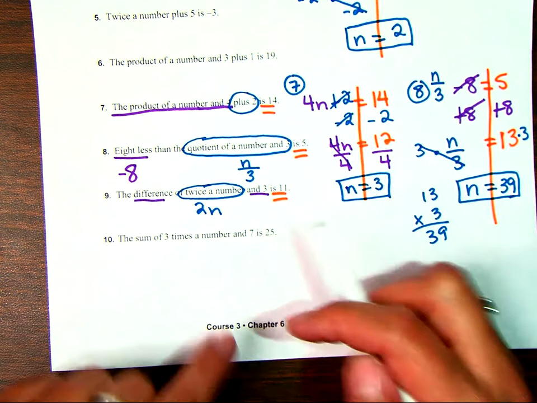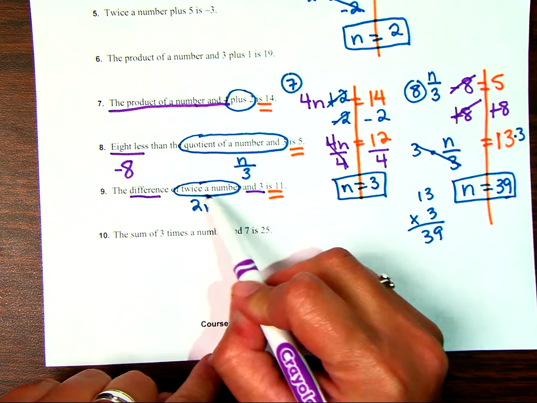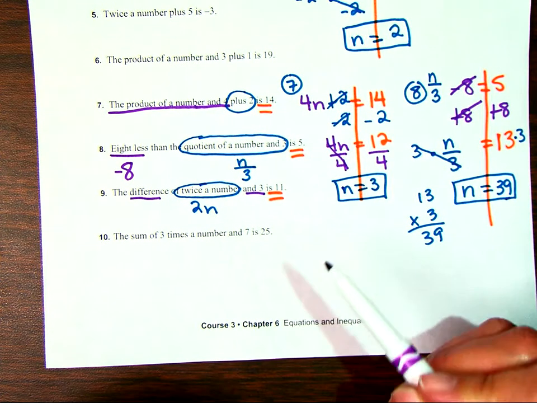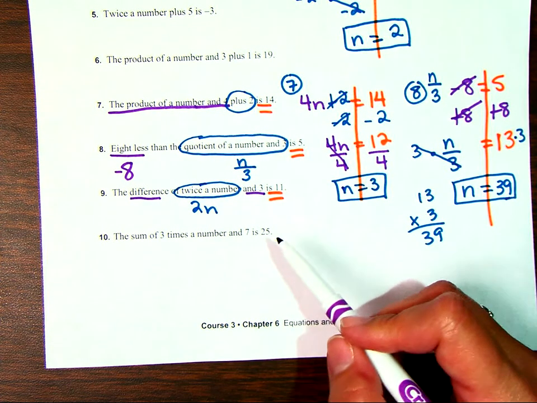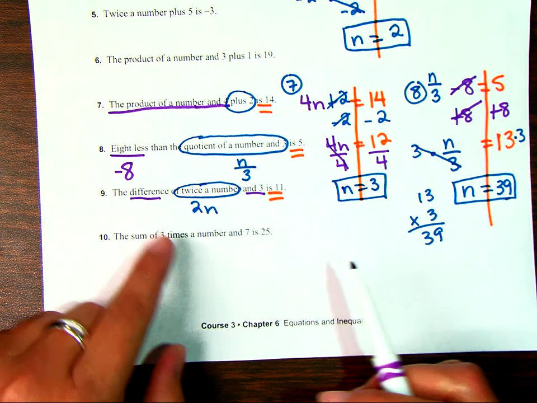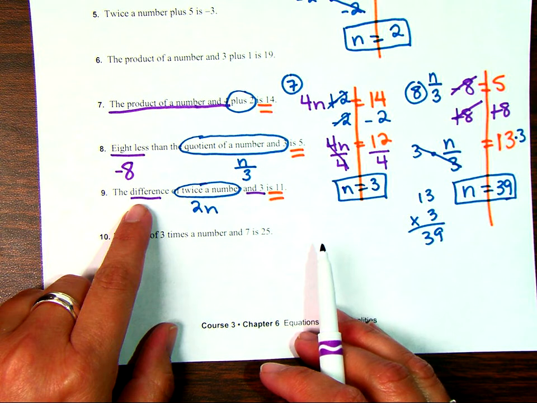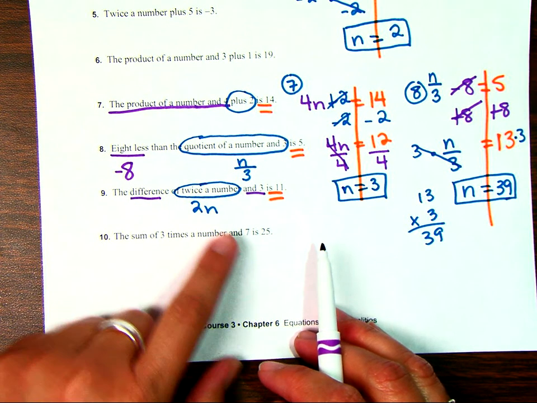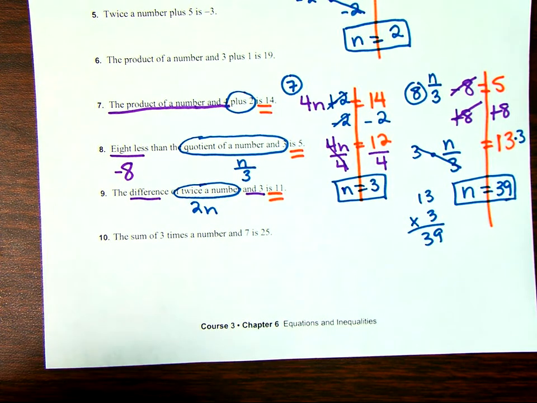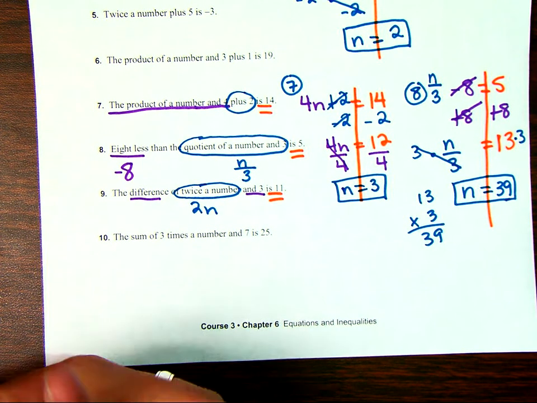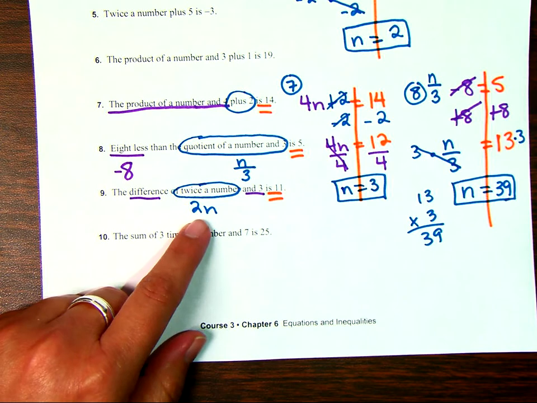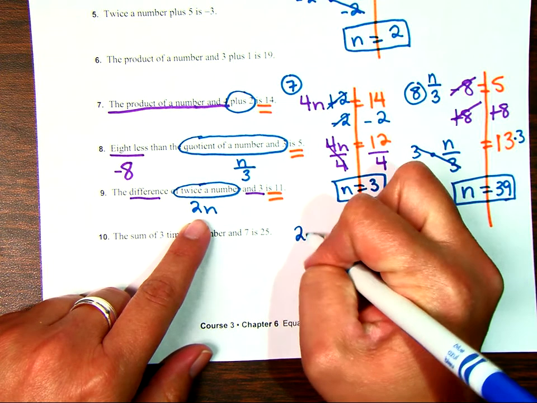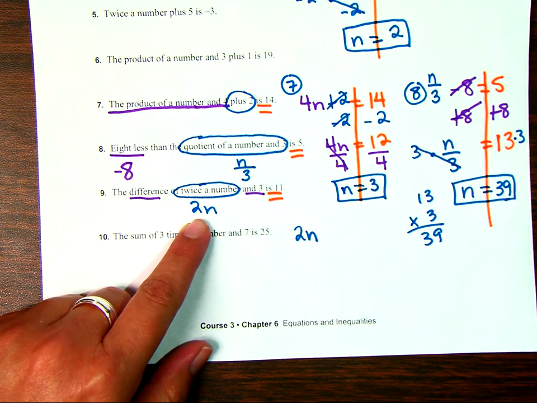So if you're not sure where this variable part goes, put a number that you know how to work with, and your brain will tell you how to set it up. So again, if I said the difference between 20 and 3, you would tell me 17. You would subtract 20 minus 3. So that tells you that we're going to put the 2 in first. The difference between twice a number and that 3 is going to be 11.